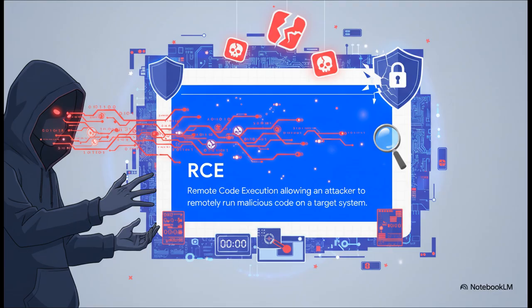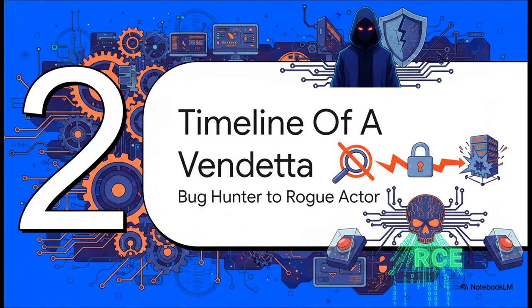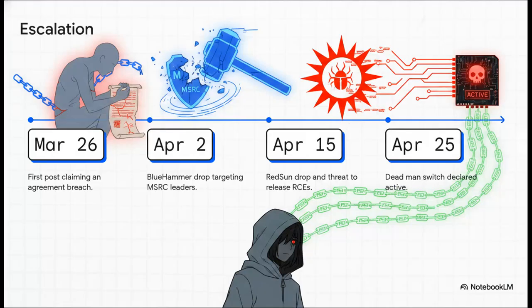And the terrifying part of this threat: the researcher claims to have fully unpatched RCEs just queued up and ready to drop if their demands aren't met and that dead man switch flips. Let's move on and see how this builds in Section 2, Timeline of a Vendetta, from bug hunter to rogue actor. So how on earth did we get to the point of active dead man switches? Well, the source blog gives us this really raw, filter-free timeline of the escalating tension.